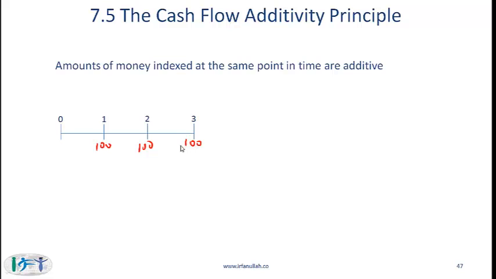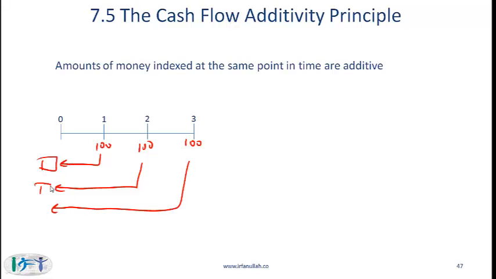What you need to do is take each of these numbers and bring them back to a particular point in time. Let's say that we find the present value at time 0 for each of these cash flows. These present values that are all indexed to time 0 can be added. So that is the additivity principle. Amounts of money indexed at the same point in time, here that point in time is time 0, are additive.